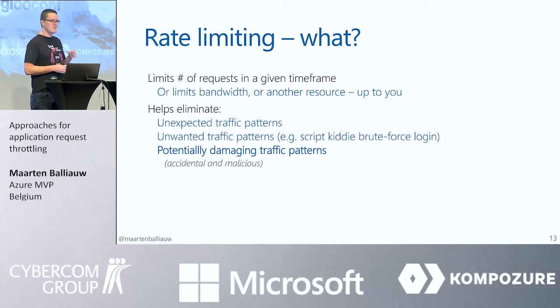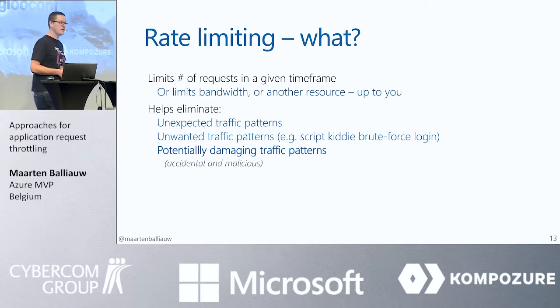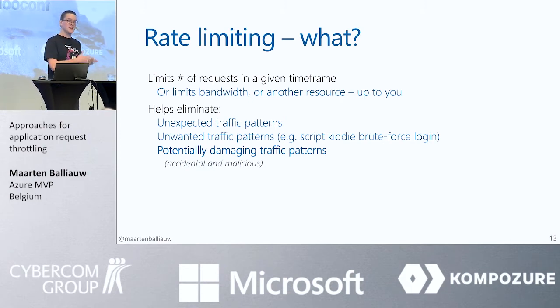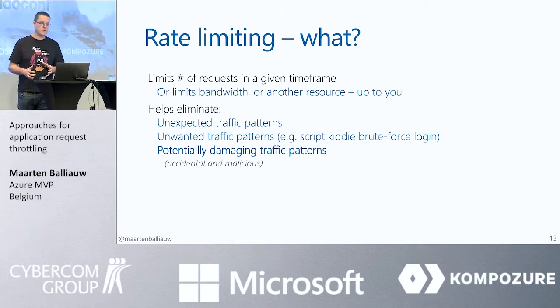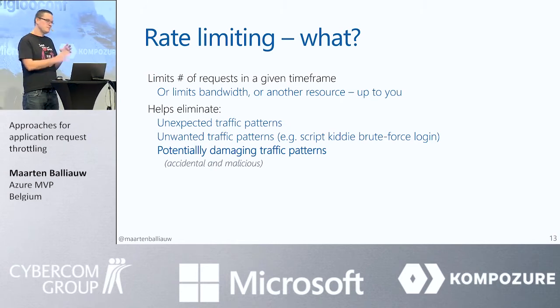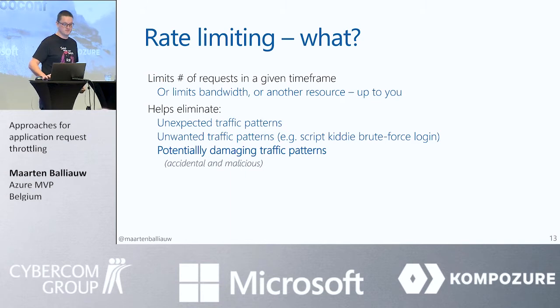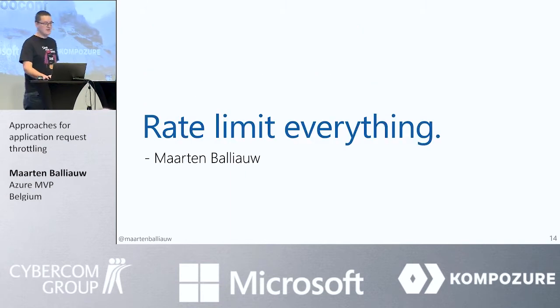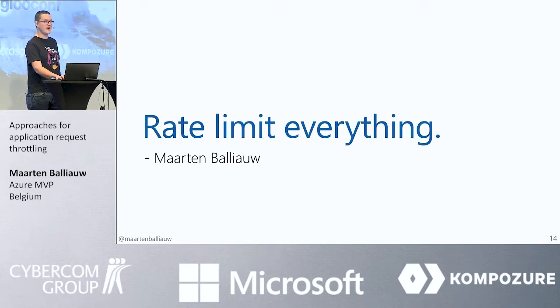By limiting any of these resources, you're helping eliminate unwanted traffic patterns that could potentially damage your application. It's not known that they will damage your application. You're not withstanding a DDoS by doing rate limiting, but you are avoiding potentially harmful traffic patterns to your application. So you need rate limiting in your application. I have a saying where I say rate limit everything.